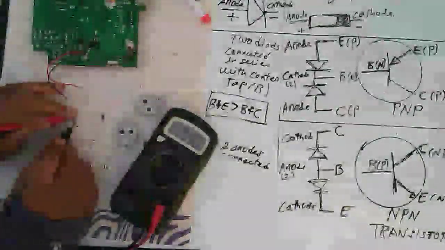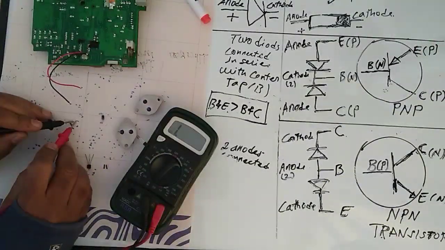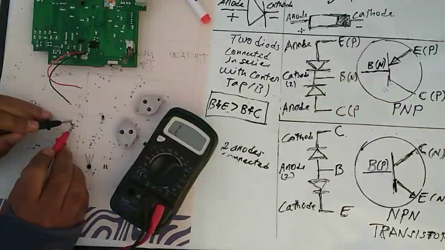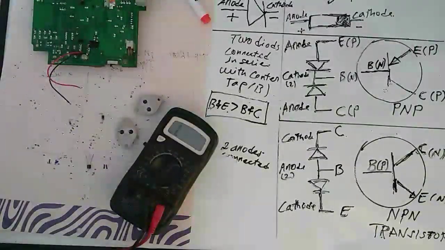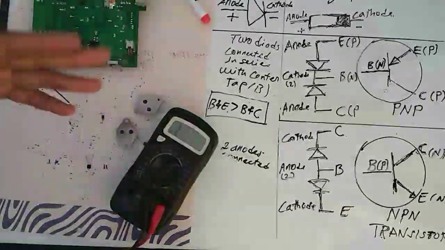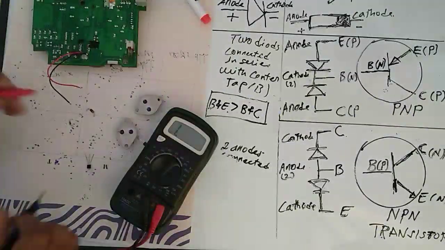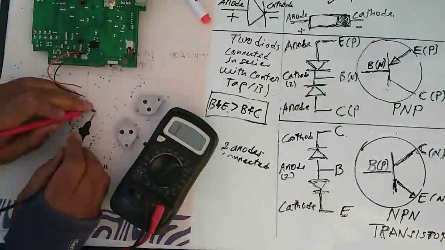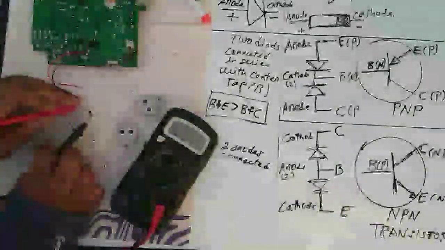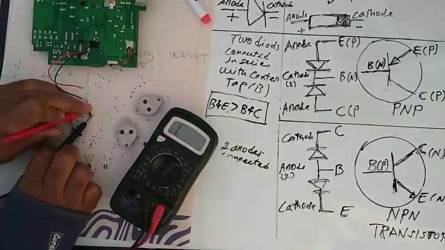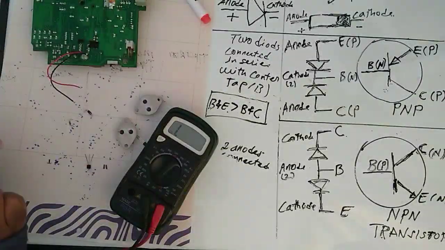We have a reading, it's forward. We reverse the probes and we don't get a reading because it's reverse. A diode reads only forward, which is positive to positive, negative to negative. The germanium part is also the same. We put negative to negative, positive to positive, and we get a reading. If you reverse it, it doesn't work.